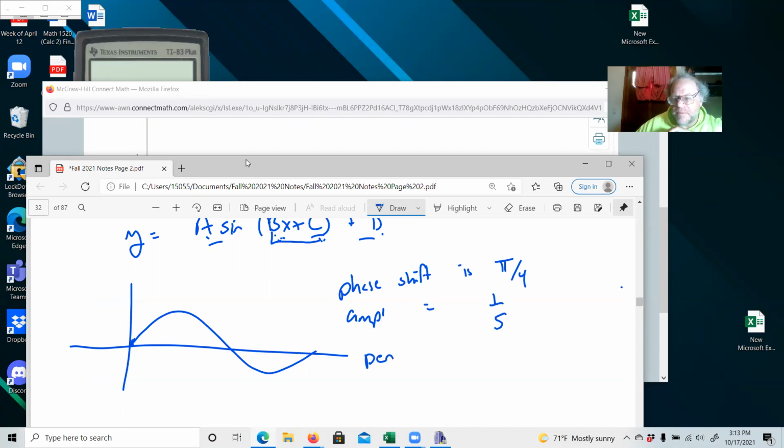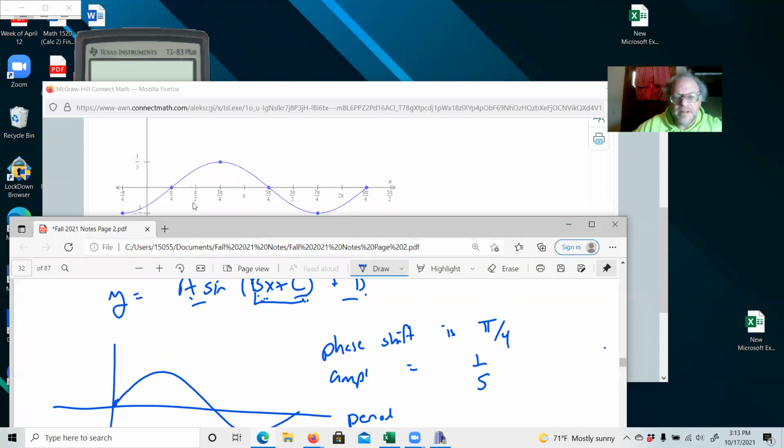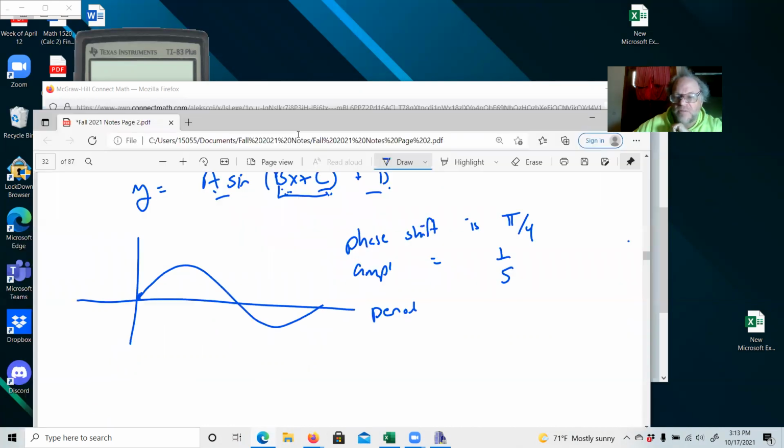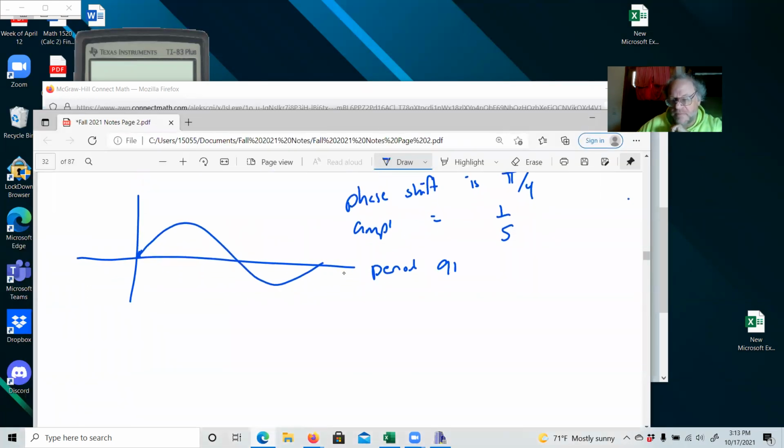Okay, and my period's the length of one sine wave. So here's my start, and where does it end at 0? So we have 9 pi over 4 minus pi over 4. 9 minus 1 is 8 pi over 4, which is a fancy way to say 2 pi. That's a standard period, so I don't have to worry about it.